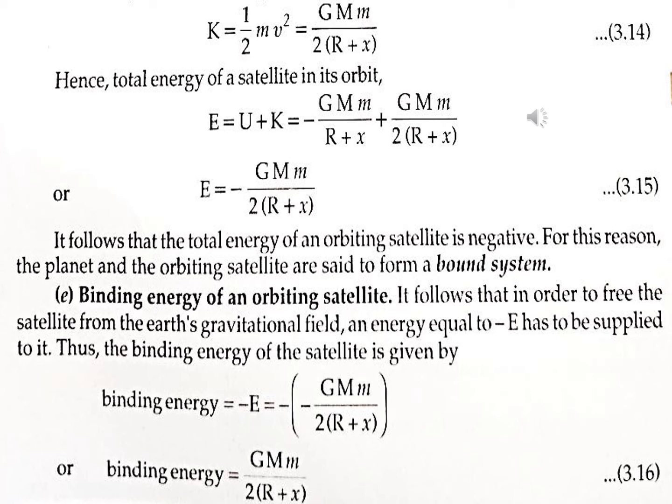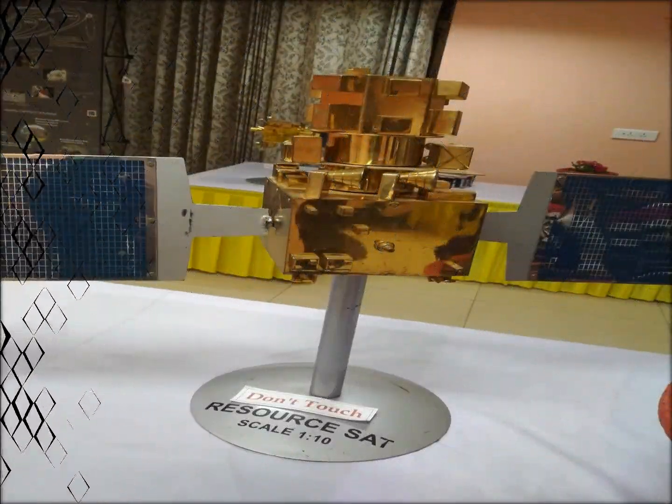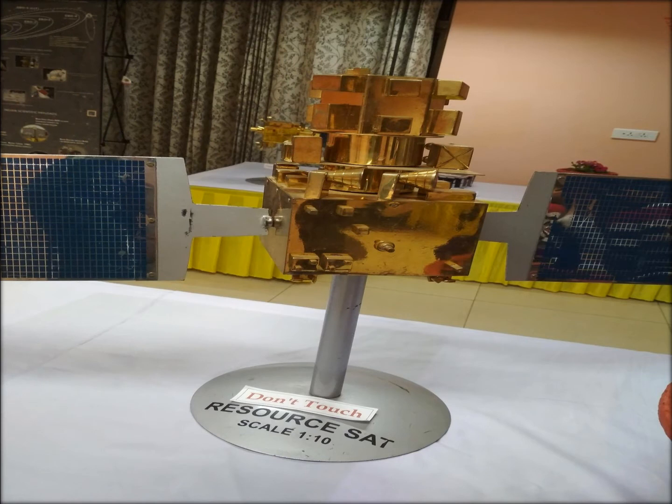The radius of the orbit is r plus x, where r is the radius of the Earth and x is the height of the satellite above the surface of the Earth, and capital M is the mass of the planet about which it revolves. The acceleration due to gravity on the surface of the Earth is given by g is equal to GM upon r square.